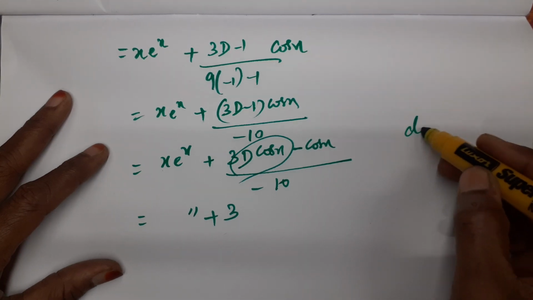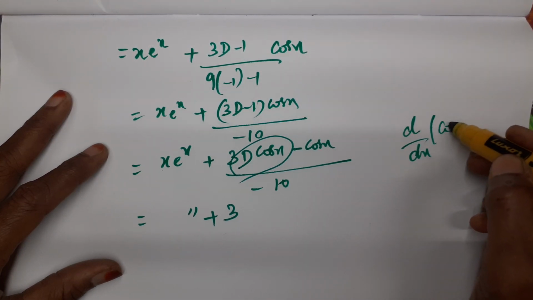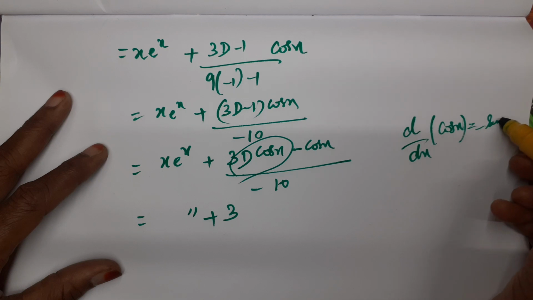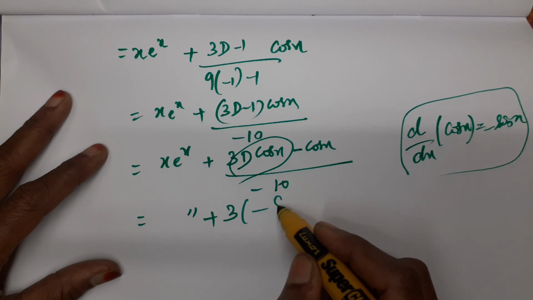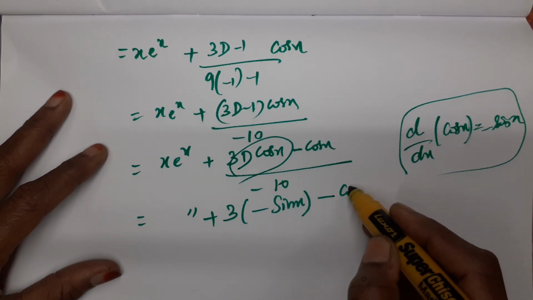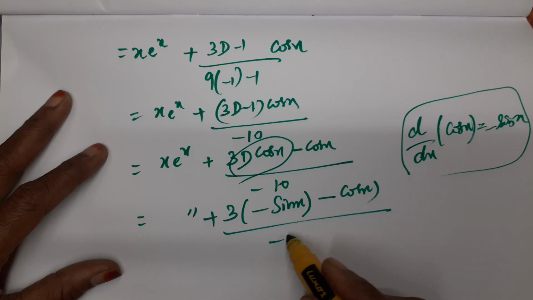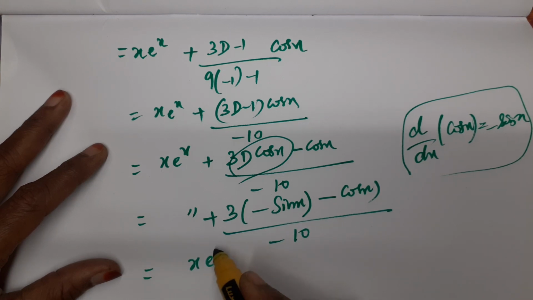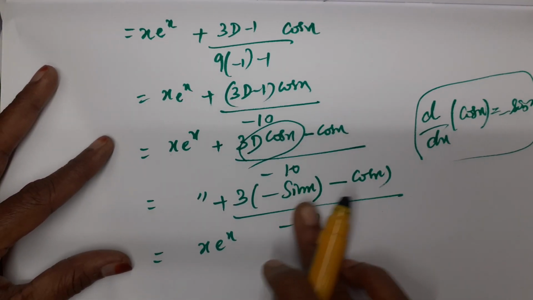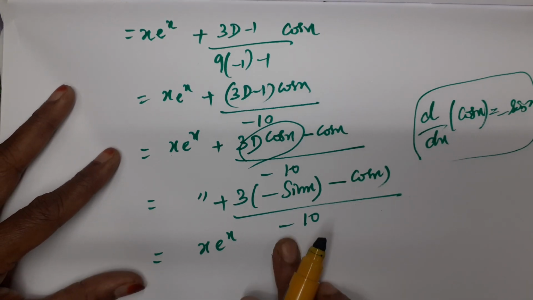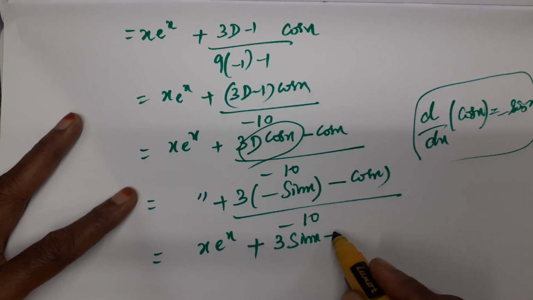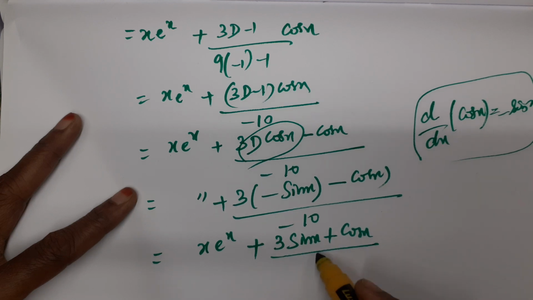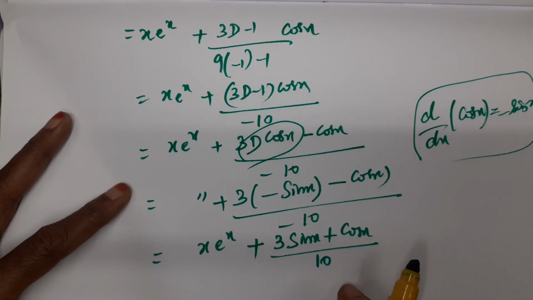Which is equal to, this is same, 3 into, when we differentiate cos x, what is that? d by dx of cos x is equal to minus sin x, isn't it? So it has to be replaced by minus sin x. So minus sin x minus cos x whole divided by minus 10, which is equal to x e power x. In the numerator, we can take one negative sign outside and cancel it with the negative sign in the denominator. So totally this will become positive. 3 sin x plus cos x whole divided by 10. Is it clear how we are getting this one?